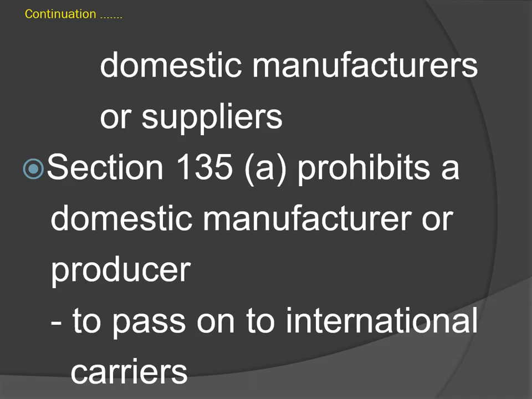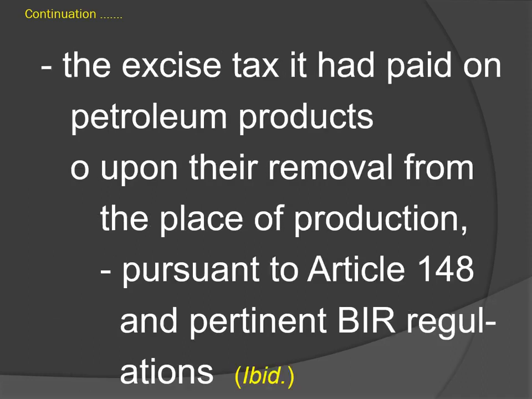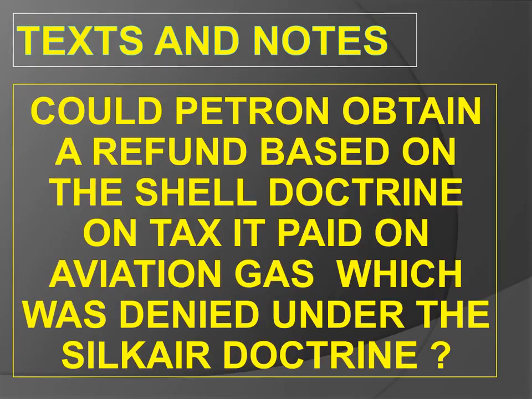Section 135A prohibits a domestic manufacturer to pass on to international carriers the excise taxes paid on petroleum products upon their removal from the place of production pursuant to Article 148 of the Tax Code and pertinent BIR regulations. So you notice again the point of distinction between the two, and watch out carefully.